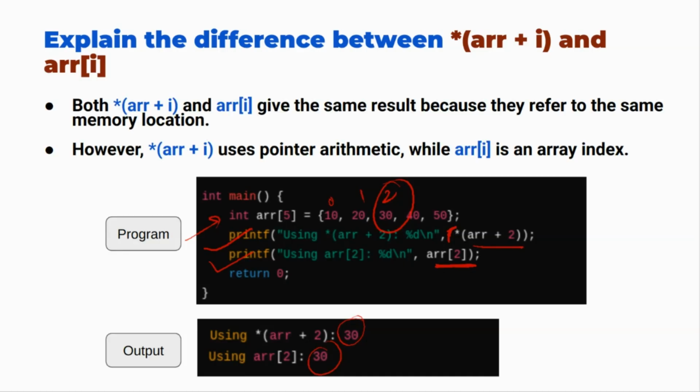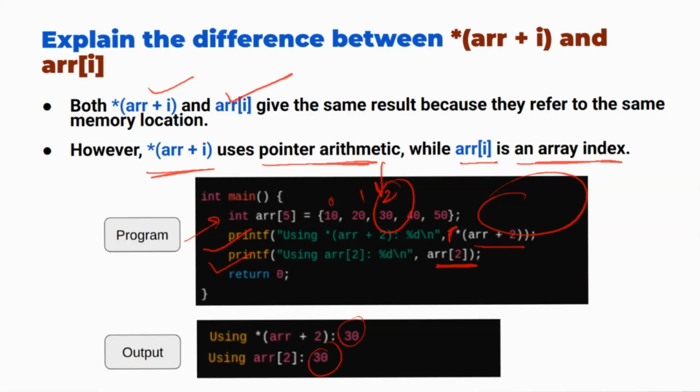The important point to note here is *(ARR + i) and ARR[i] give the same result because they refer to the same memory location. Here pointer arithmetic is involved. So ARR plus 2 will point to the element at index 2. *(ARR + i) uses pointer arithmetic while ARR[i] is an array index.